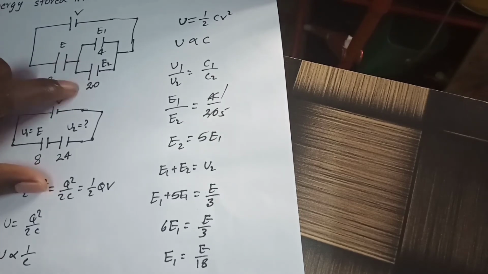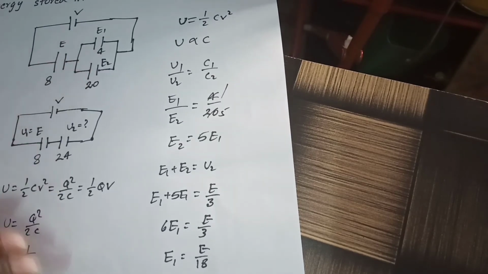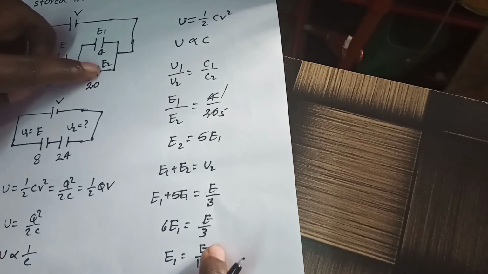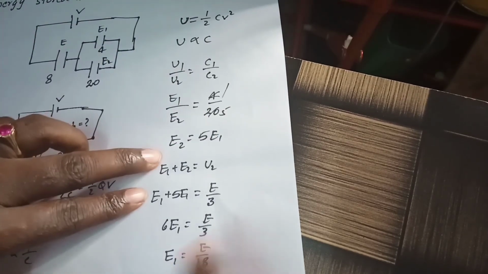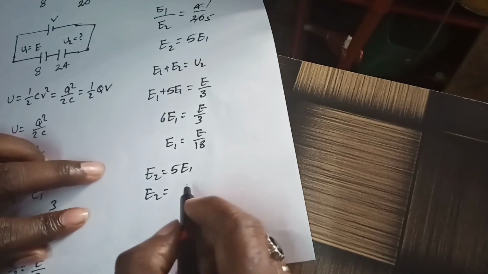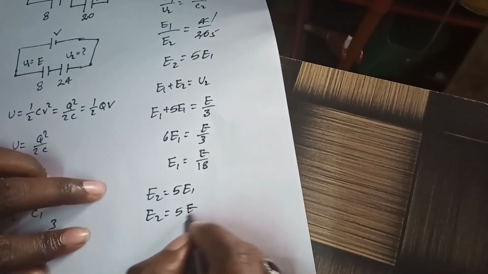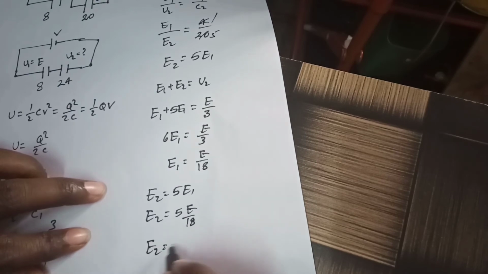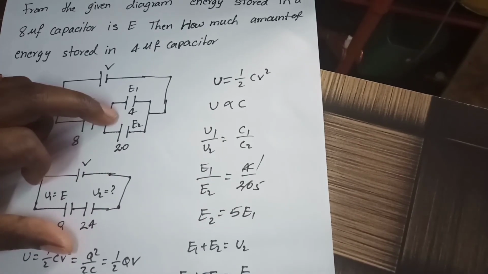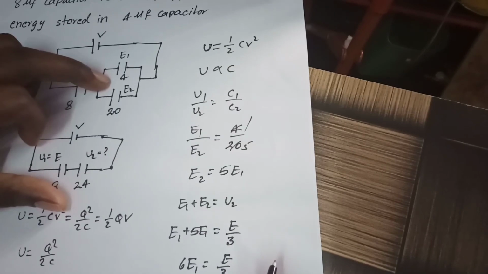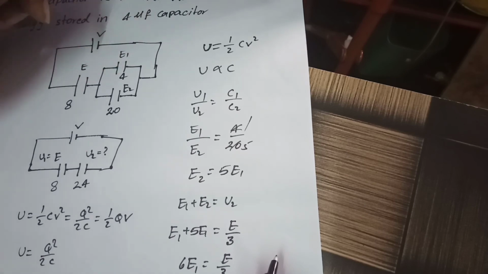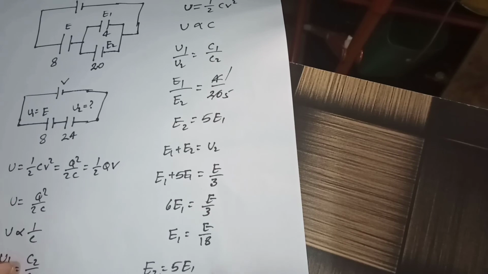And we can also find how much energy is stored in the 20 microfarad capacitor. The energy stored in the 20 microfarad capacitor is E2, and E2 is equal to 5E1, 5 times E1. We already have the E1 value, so it is simply 5E by 18, the energy stored in the 20 microfarad capacitor, and E by 18 is the energy stored in the 4 microfarad capacitor. We only had to find the energy stored in the 4 microfarad capacitor, and we got both E1 and E2 values.